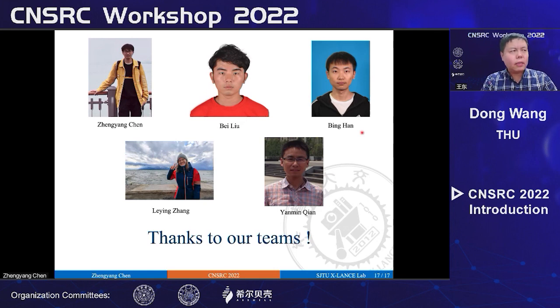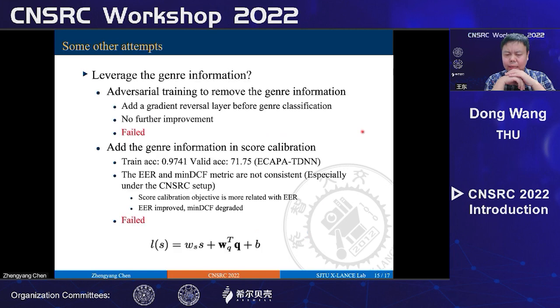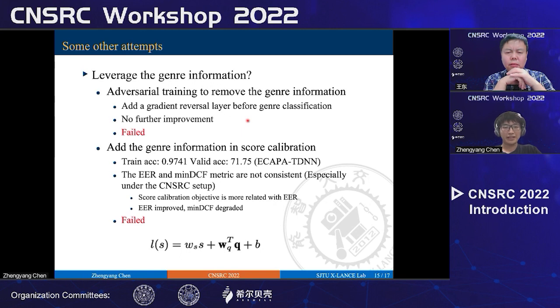Okay, I have a question, Zhengyang. You said that when you use the genre information, you didn't get any improvement. Actually, I got the improvement on the equal error rate evaluation metric, but the mean DCF degraded. Okay, but how about the adversarial training? It looks like nothing was obtained. Oh, I think the genre classification number is too many here. The adversarial training will add a gradient reversal layer here, and when the classification number is big, the training can be very unstable. I think this may be the reason.